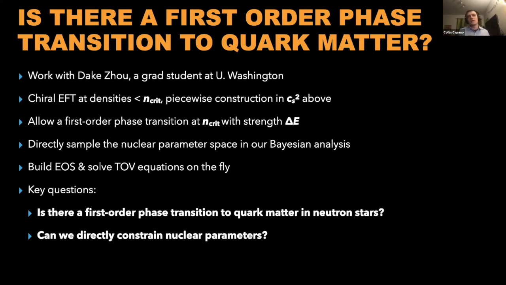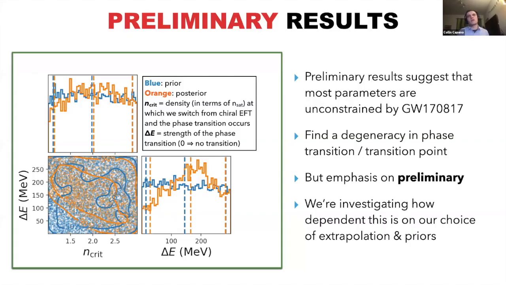And more generically, can we hope to directly constrain some of the nuclear parameters that go into building these equations of state using the data? This is very much a work in progress, but I can show some preliminary results. First of all, as to the question of whether we really constrain some of these nuclear parameters: generally, not really, at least not with GW170817. We are basically getting prior in, prior out for most of them.